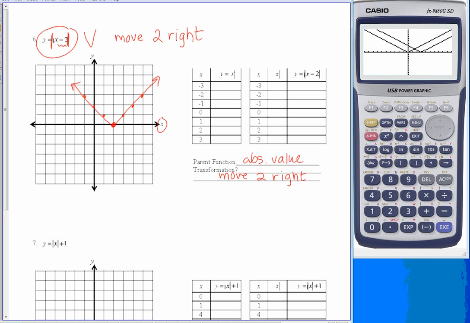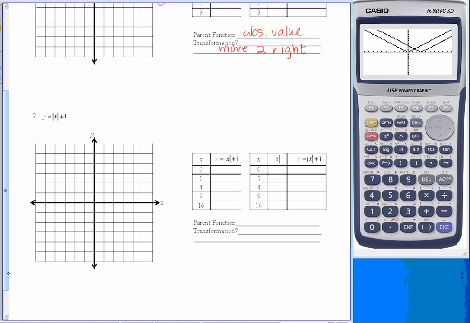All right, number 7, again, an absolute value, so I know I'm gonna be a V shape. This one has a plus 1, so that tells me I'm gonna move 1, but which way? The 1 is on the outside, just like the Y is. Outside, the Y is an up-down change. So this is going to move me 1 up because it's a plus 1. So I start out 1 up, and then I make my slope of 1 or negative 1 on the sides, and I connect the dots. I put arrows on both ends.